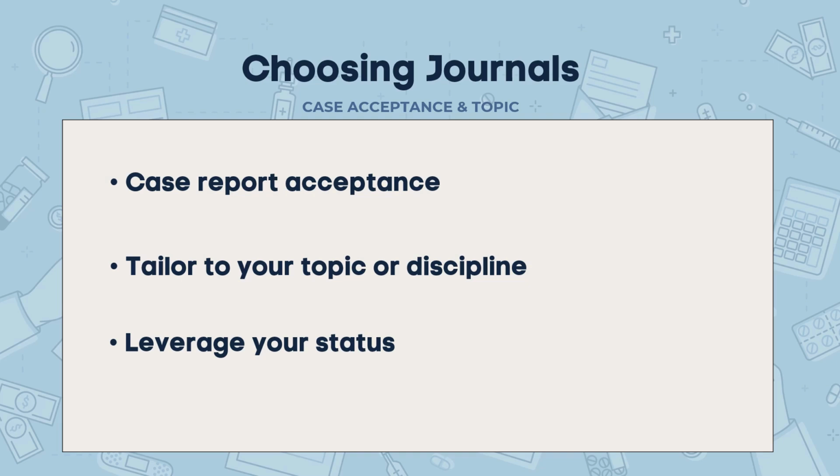Tailor your topic or discipline. To improve your likelihood of acceptance, try to choose journals that are based on the topic or medical specialty of your case study. Most publishers will have a search by topic option for their journals. Medical associations and societies may also be a great resource for finding a journal to submit case reports.